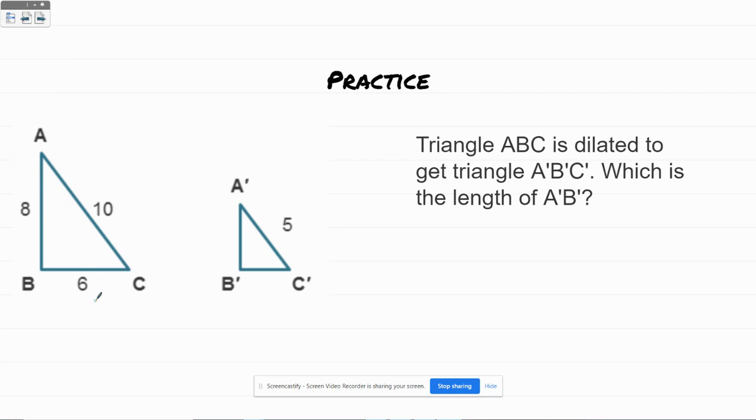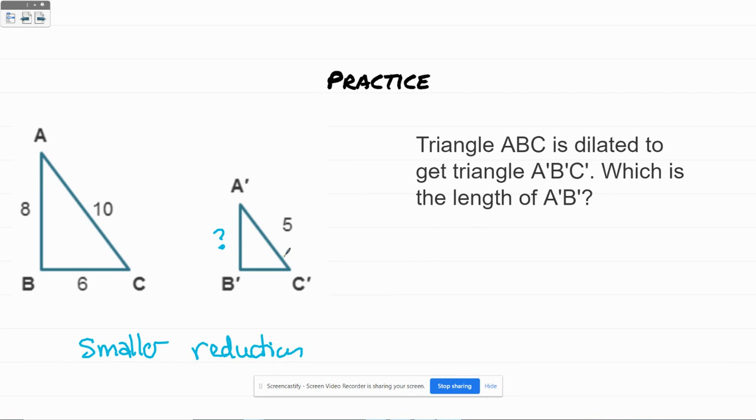Triangle ABC is dilated to get to here. First of all, is that an enlargement or a reduction? It's getting smaller, so that is a reduction. Okay, so what will the length of A prime, B prime have to be?